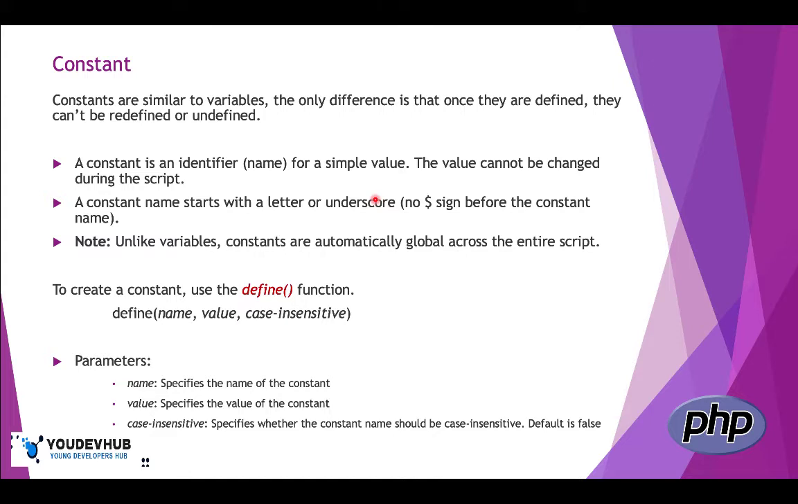That is, to create a constant, we have define, the name, the value, and the case insensitivity. So we have the parameters: the name and the value. The name specifies the name of the constant, the value specifies the value of the constant, and case insensitivity specifies whether the constant name should be case sensitive or not. The default value is false for the case sensitivity.